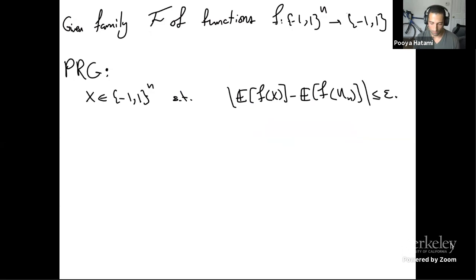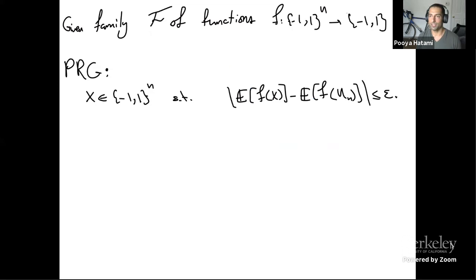For now, let's assume that we are given a family of n-variate Boolean functions that we want to fool. And we want to come up with the actual pseudorandom generator such that the expected value of f of x minus the expected value of f is at most epsilon.